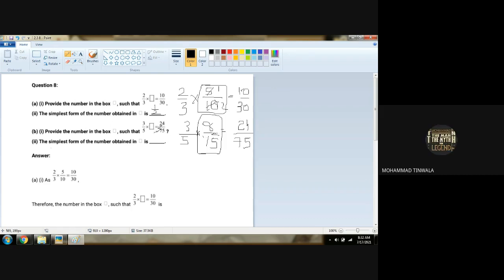Yes, sir, it is proper. If it is not cutting with each other, the fraction itself is the simplest form.